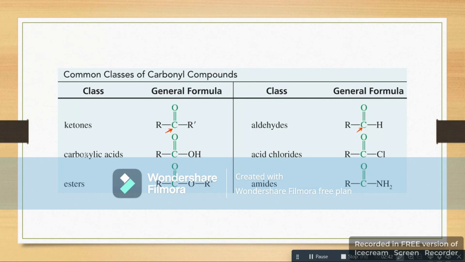Whereas carboxylic acids, acid chlorides, esters, and amides, all of them have the C double bond O in them, and on one side they all have an alkyl group R, or maybe aryl group, or even maybe hydrogen. But on the other side, the other second valency on carbon will not be alkyl or aryl or hydrogen. It will be something else. Like for example, in the case of carboxylic acid, it's going to be an OH. In the case of ester, it's going to be an OR prime.